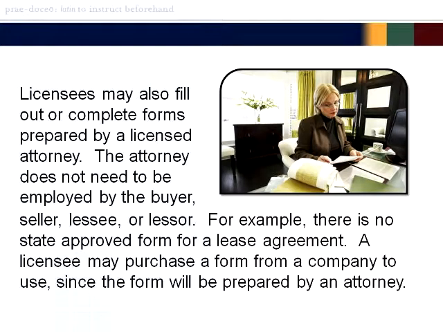Licensees may also fill out or complete forms prepared by a licensed attorney. The attorney does not need to be employed by the buyer, seller, lessee, or lessor. For example, there is no state-approved form for a lease agreement. A licensee may purchase a form from a company to use, since the form will be prepared by an attorney.